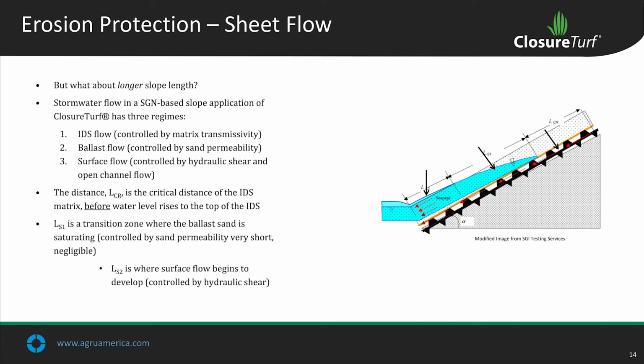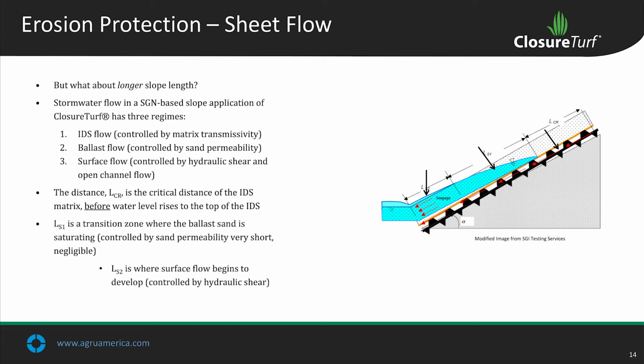Now, for longer slopes, stormwater flow in a Super Gripnet-based application of ClosureTurf has 3 regimes. IDS flow, which is represented over here by L sub CR. Ballast flow, which is controlled by the sand permeability, and then open surface flow on top of the system, which is controlled by hydraulic shear and open channel flow hydraulics.